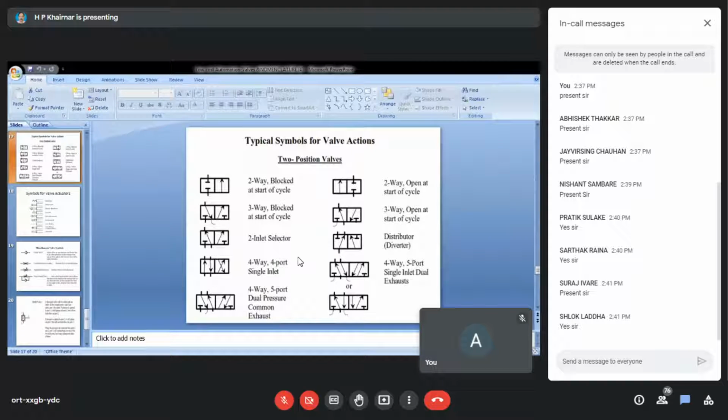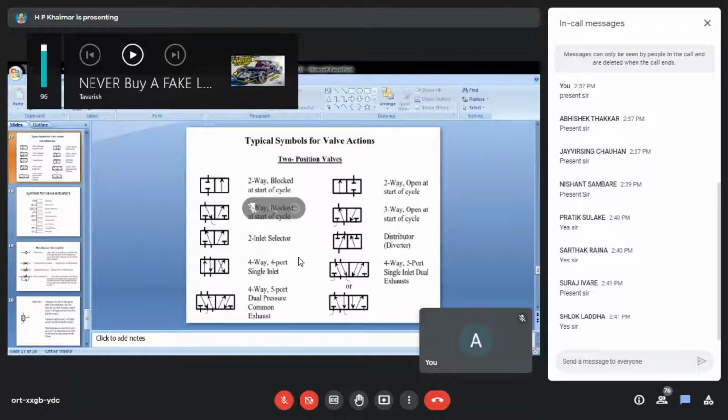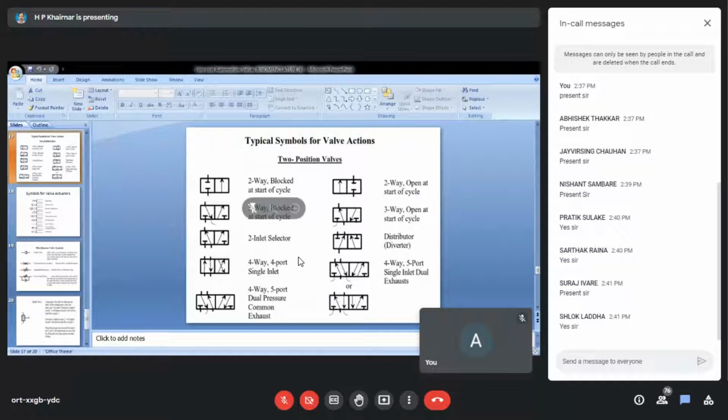These are different variations. Actually, a lot of other things are also possible, but these are the common symbols we are most concerned with. Next is four-way, four-port single inlet. What does it mean? That is this valve, with simple connections. It is similar to what we have seen in the construction features of the four-port valve.